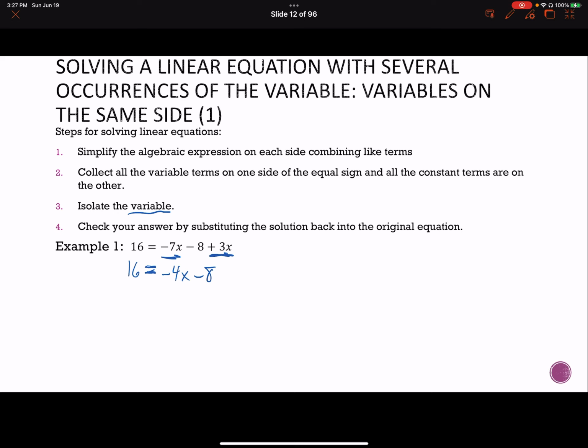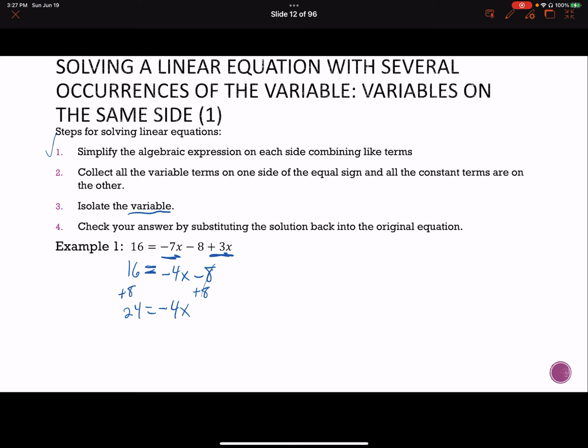So my next step, now that I've completed step 1, is to collect all my variable terms on one side of the equal sign and all the constant terms on the other. I'm going to do that by moving my constant, moving this 8 to the left-hand side. So 16 plus 8 is going to give me 24, which equals negative 4x. Because I added 8 to both sides, this negative 8 cancels out.